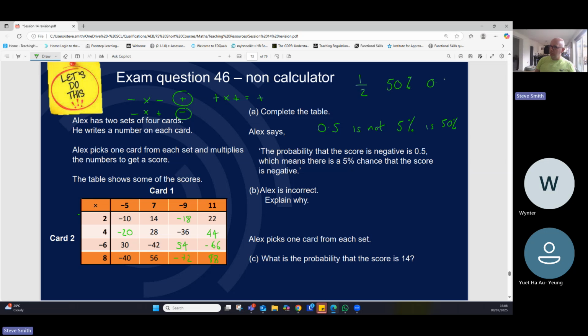is 0.5. Or we could say the other way around. 5% is not 0.5, it is 0.05. So we could word it that way around. So let's go on here. We could say the same here.